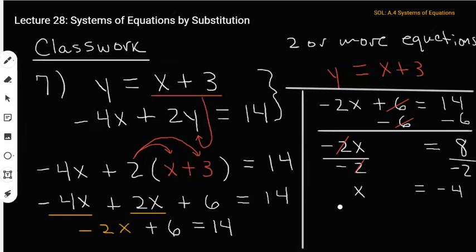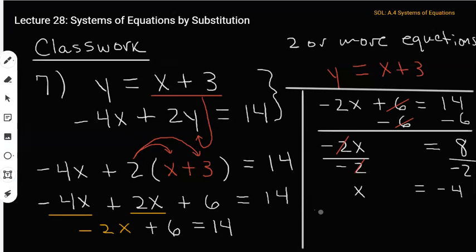So now I know that x is negative 4, but now I have to figure out what y is. To do that, all I have to do is substitute back in. I can either use the top equation or the bottom equation. It really doesn't matter which one I choose. And since the top one looks a little bit easier, I'm going to use the top equation.